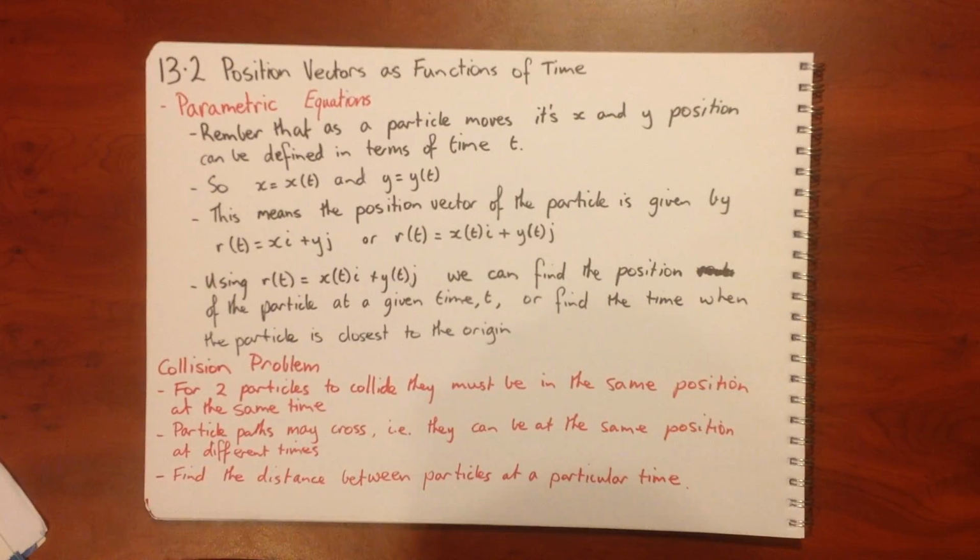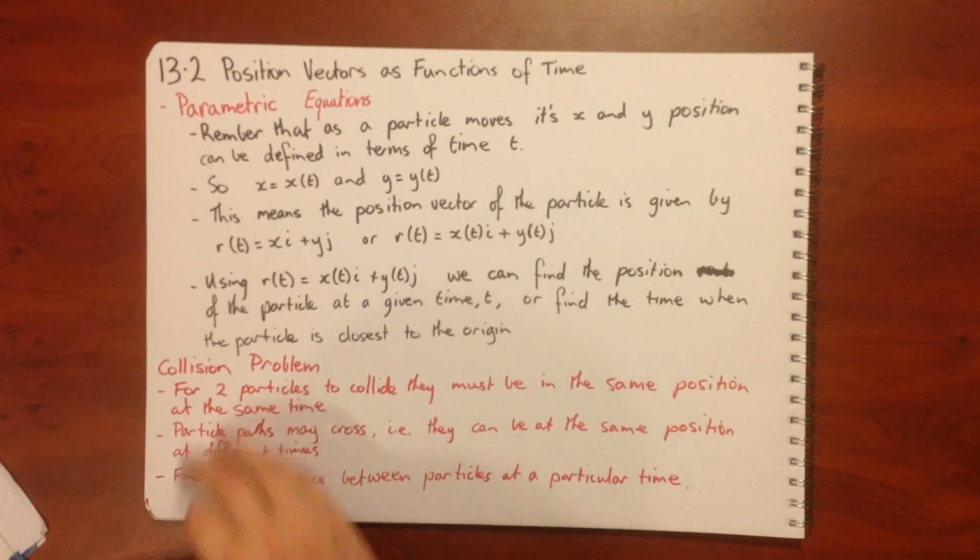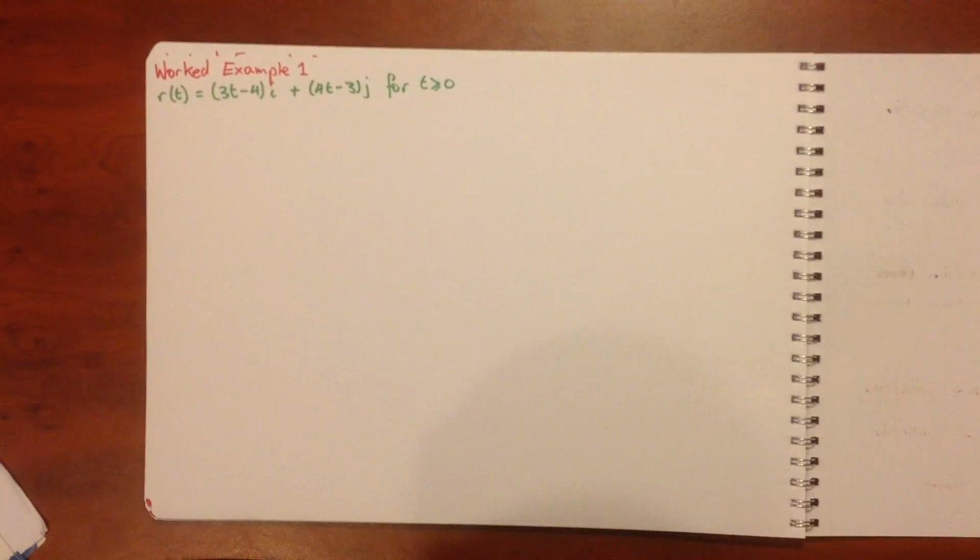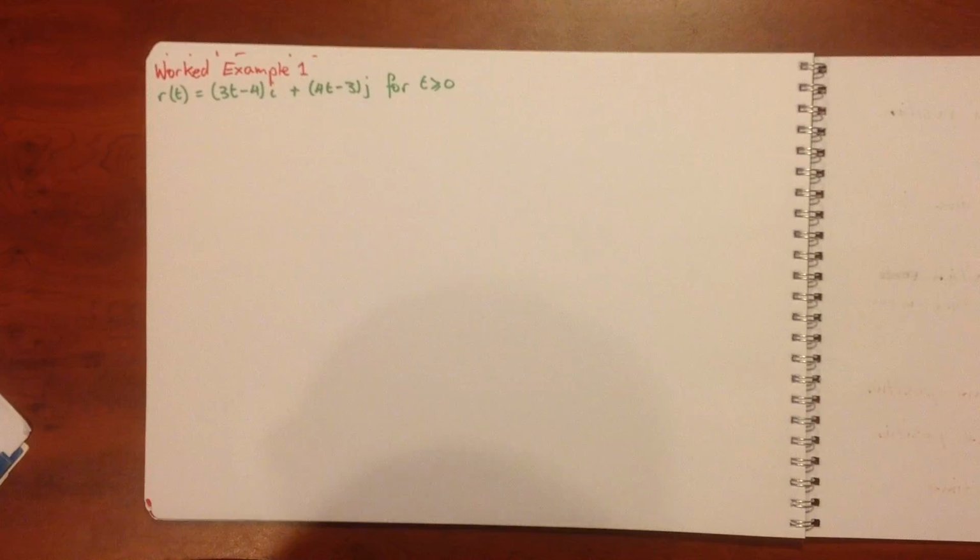So for two particles to collide, they must be in the same position at the same time. Okay? Particle paths may cross, so they could be at the same position but at different times. And we can find the distance between particles at a particular time. Okay, so we'll have a look at some of the worked examples for this section.